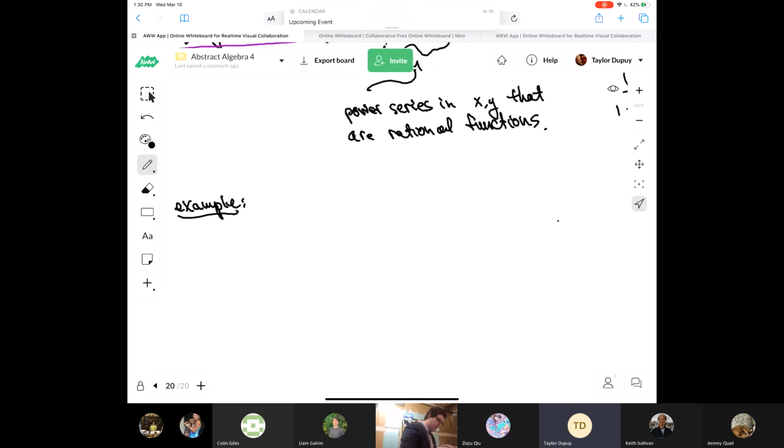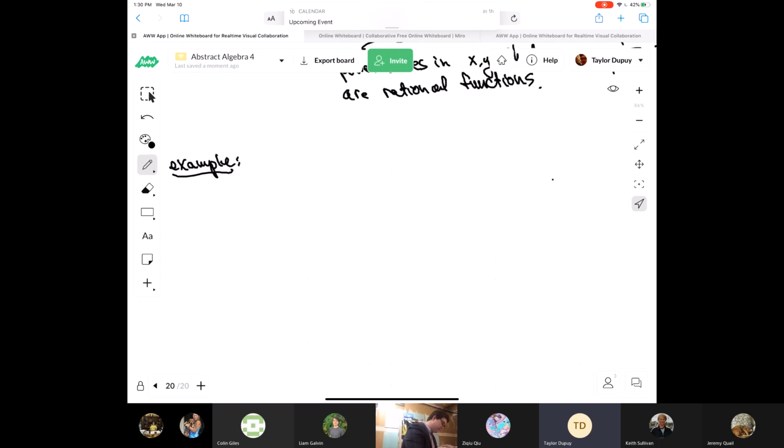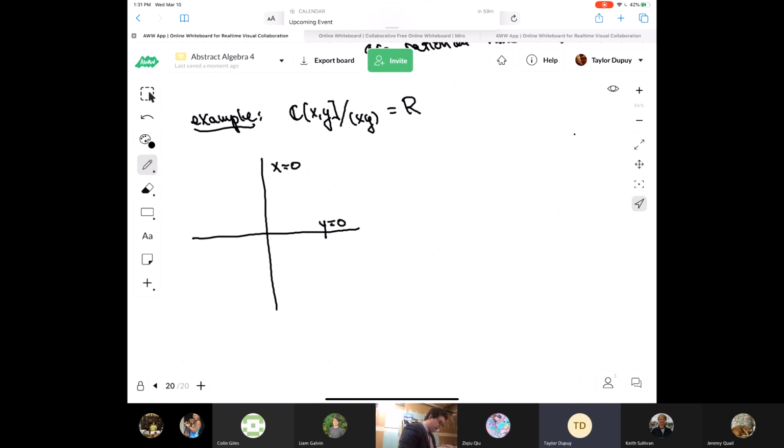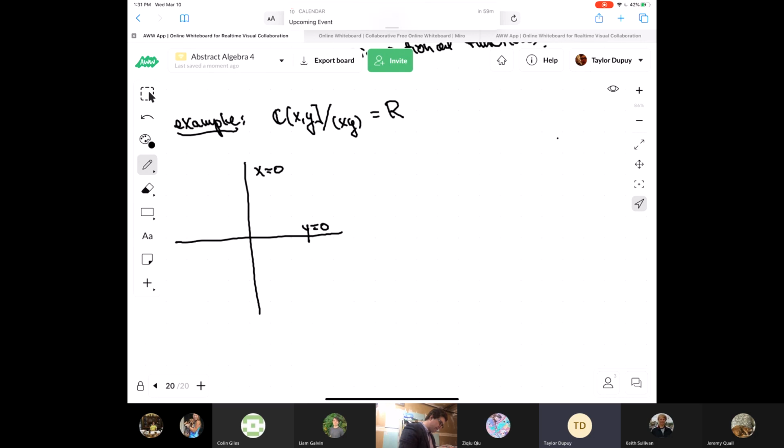Okay. So the other example we gave was that if we took this thing to be R, and then we localize. So what is this thing? This thing is the two axes, right? This is the axis where y is equal to 0. This is where x is equal to 0.